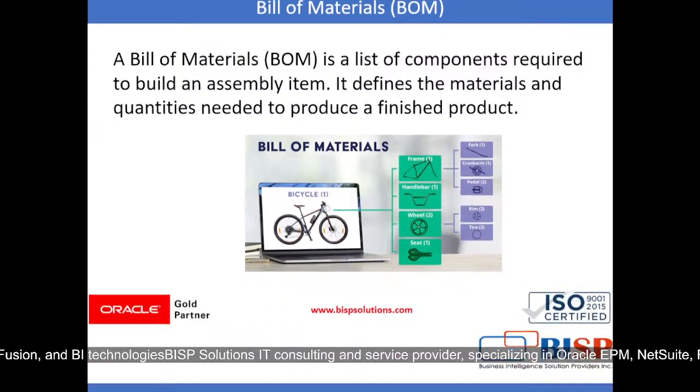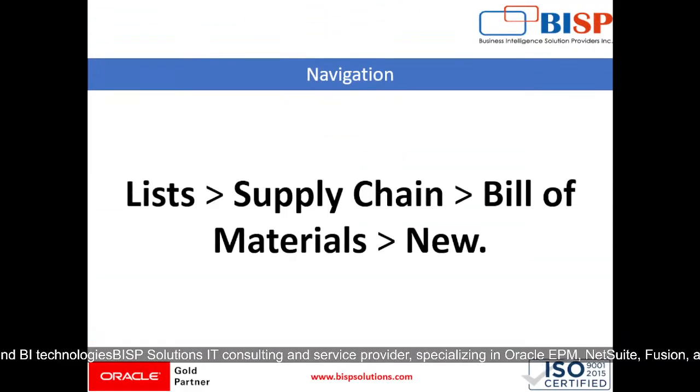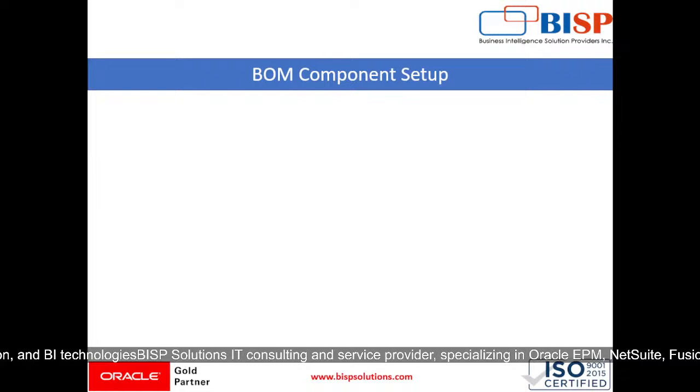Then navigation says that we have to go to our list option. Under list, supply chain is there. Under supply chain, bill of material is there, and we have to click on the new option. Then we have to enter the BOM name and description, and after that we have to select the assembly item to link the BOM. Then we have to add components, like selecting the component item and defining the quantity per assembly which we are requiring.